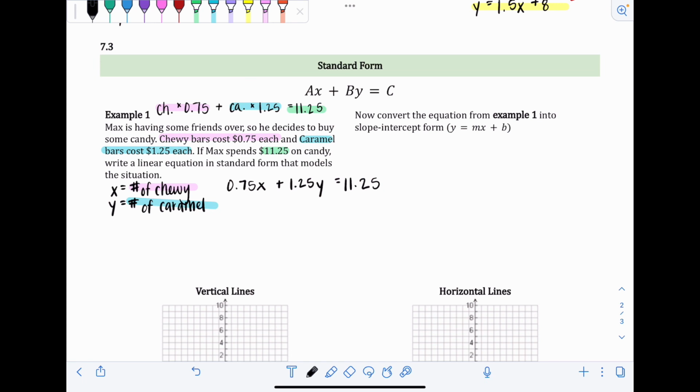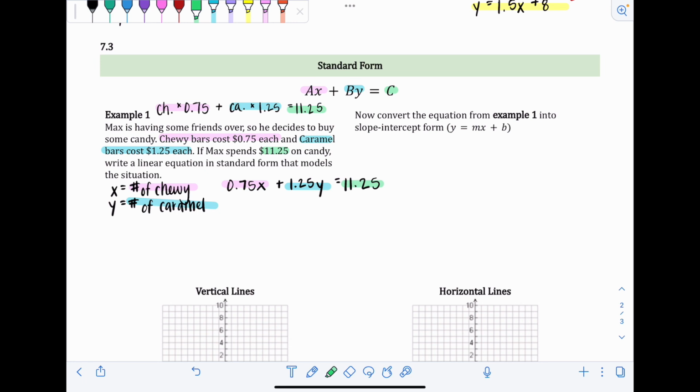So this is in standard form now. We can see that this is a constant times x. So 0.75 times x plus a constant times y, so that'd be by, and then equals just a constant over here, that's a number with no variables, so equals c. So 0.75x plus 1.25y equals 11.25.